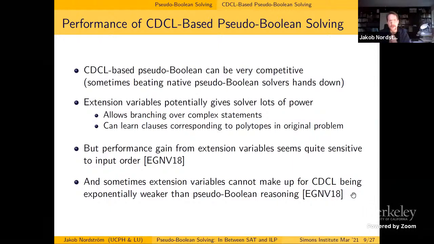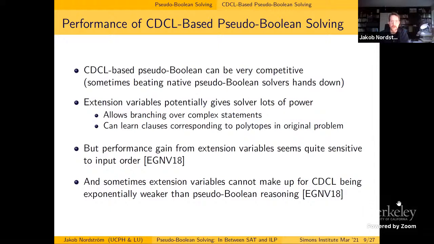But it can be noted that when you rewrite the pseudo-Boolean formula to CNF, then you're introducing extension variables. And these extension variables, they mean interesting things. And they give you a lot of extra power. And that means that if you have a disjunction over such extension variables, then actually that encodes some kind of polytope if you look at the original problem. So in some sense that we don't really understand, it gives you a way of doing fairly powerful reasoning, just because the variables mean things that you couldn't speak about before in a pseudo-Boolean solver because there was no variable for this thing.